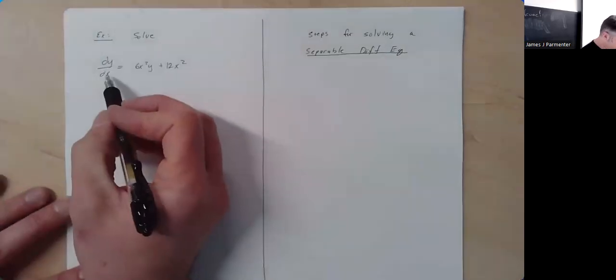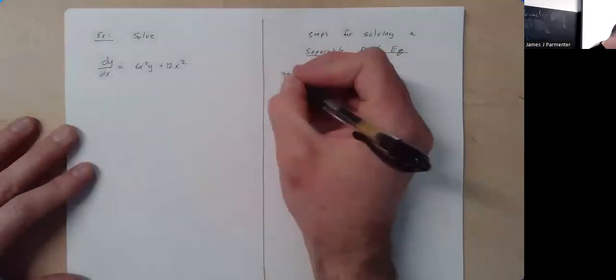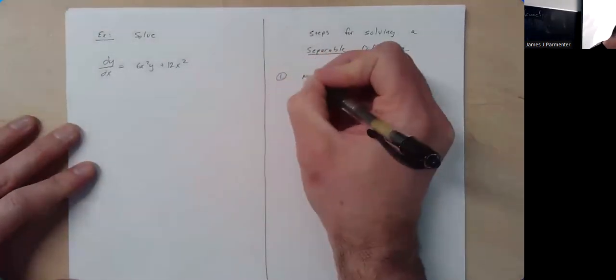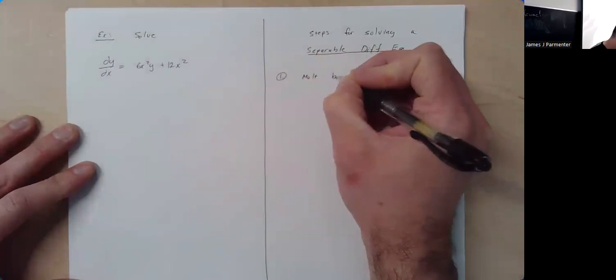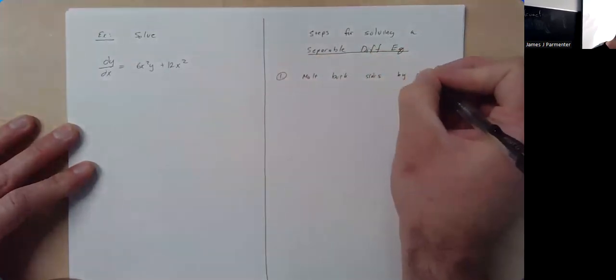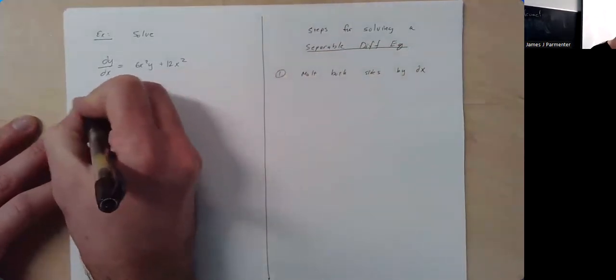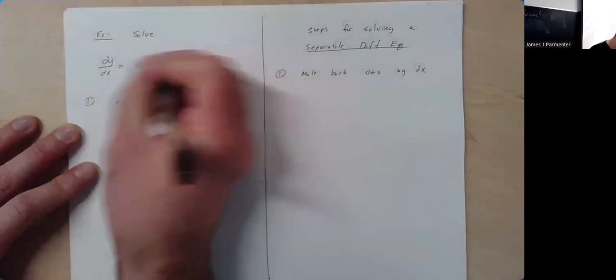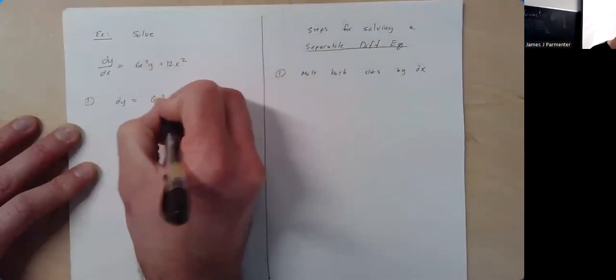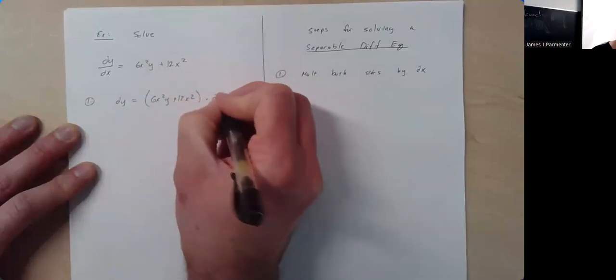I'm going to get rid of this dx on the bottom. I don't want any dy or dx or dt or whatever your independent variable is, d thing in the bottom. So I'm going to multiply both sides by dx. So that's your first thing. Multiply both sides by d whatever, the d thing that's in the bottom. So then you're going to get dy equal to all this stuff, 6x squared y plus 12x squared times dx.